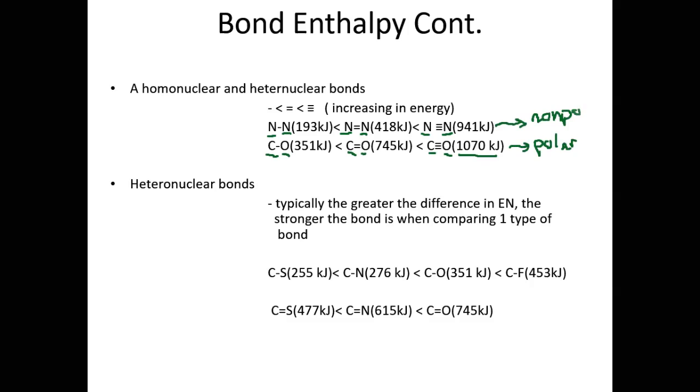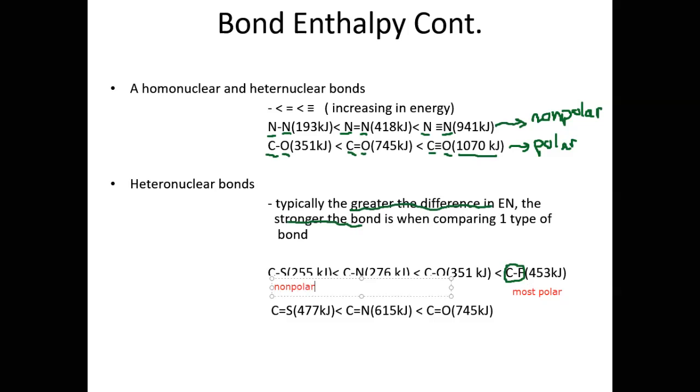And that leads us into the second category when we're comparing different types of the same bond. And so again, when we're comparing the same type of bond, just different types of atoms, the one with a greater difference in electronegativity is the stronger bond. So for example, here we have carbon-sulfur single bond, carbon-nitrogen, carbon-oxygen, carbon-fluorine. The carbon-fluorine is the strongest because it's the most polar bond out of these. And carbon-sulfur is the weakest because it's actually nonpolar.